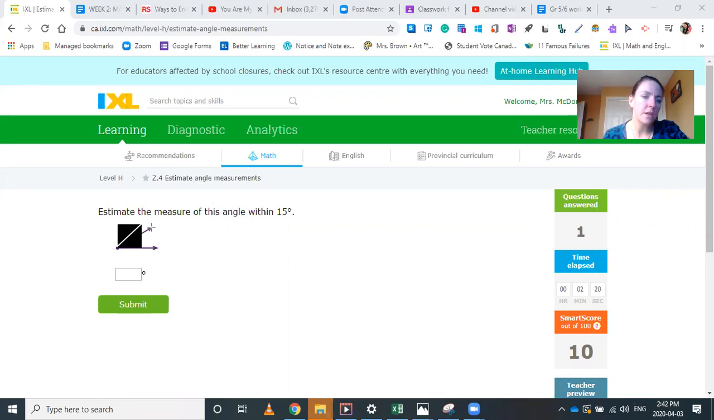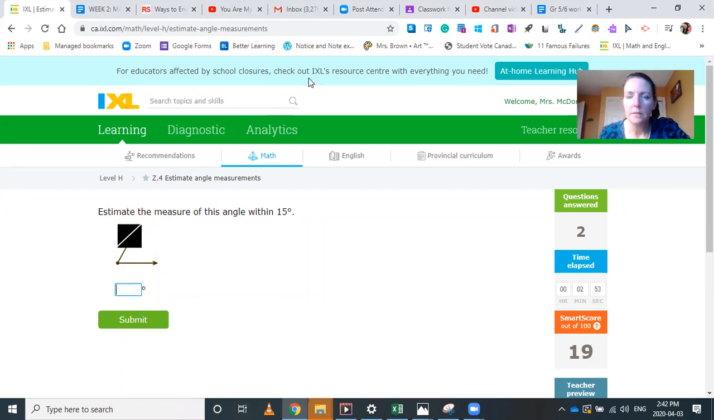So could it be 35? Could it be 25? 15? If you were to try to imagine that it's a clock. So 45, 35, 25, 15, 5, and then eventually at the bottom. So I would say this angle is roughly 30 or 35. It's giving us 15 degrees of leeway. So I'm going to try for 30. Let's see what it says about that. Okay, good. I hope that you are understanding what I'm trying to do by showing how to estimate.